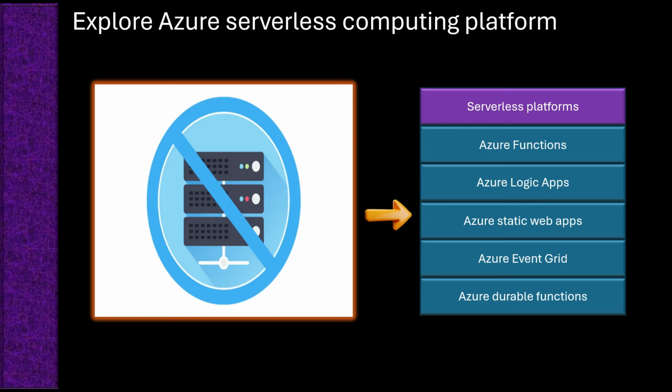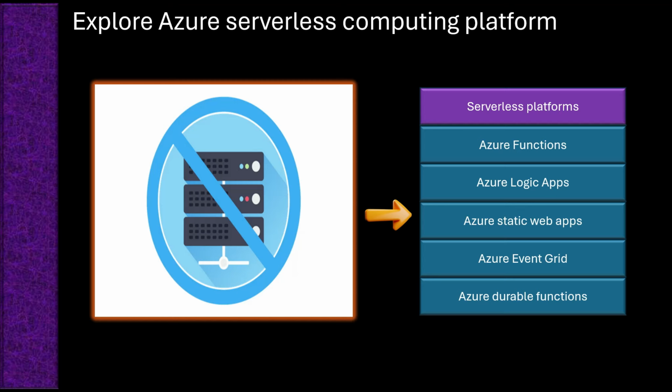Next one is Azure Static Web Apps. Azure Static Web Apps is a service that automatically builds and deploys full stack web apps to Azure from a code repository. It is designed to host static sites and serverless APIs. It is optimized for static web pages with built-in capabilities for serverless APIs using Azure Functions.